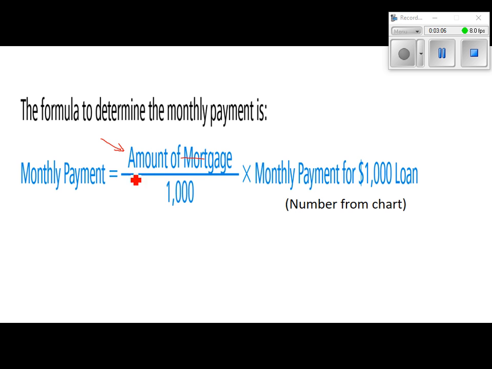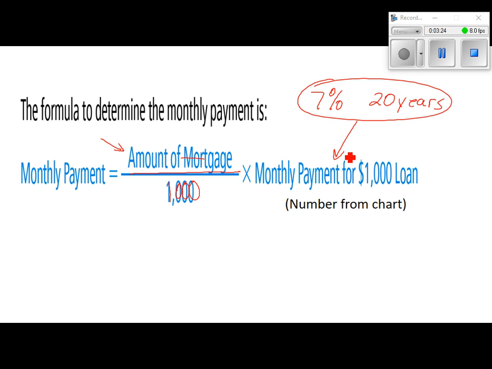You take that number divided by 1,000, and then on the chart it'll say, like, you're doing a 7% loan for 20 years. Well, then you look up a number on the chart using those two numbers, and that's the number that goes here. So if you're financing $50,000, you take 50,000 divided by 1,000, and then you times it by the number from the chart, and that's going to give you your monthly payment, how much your mortgage is going to be each month.